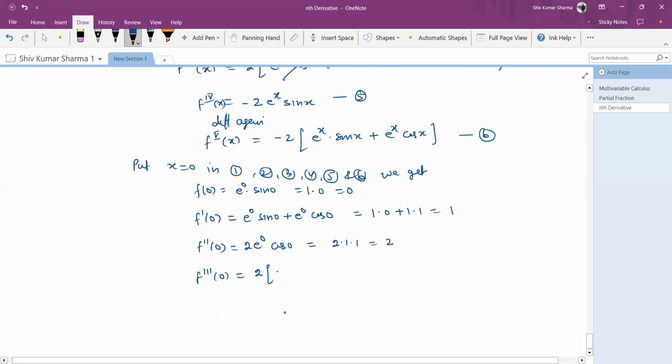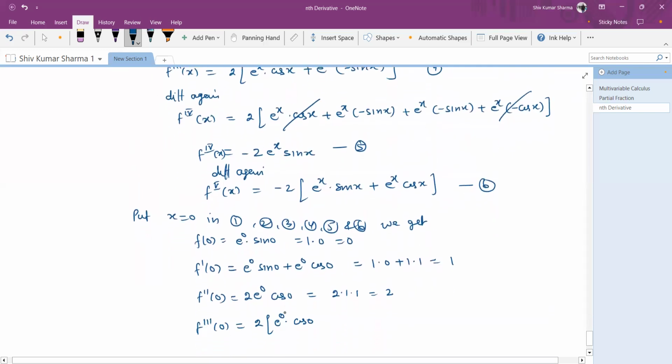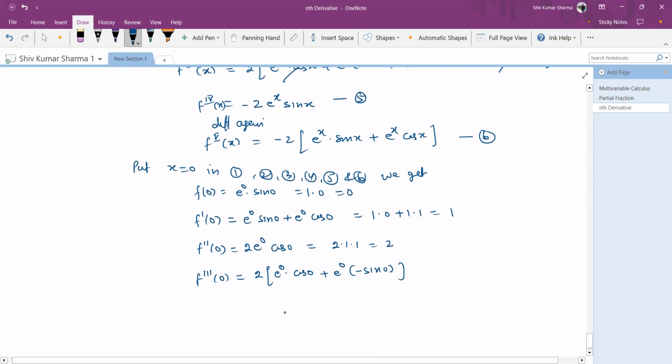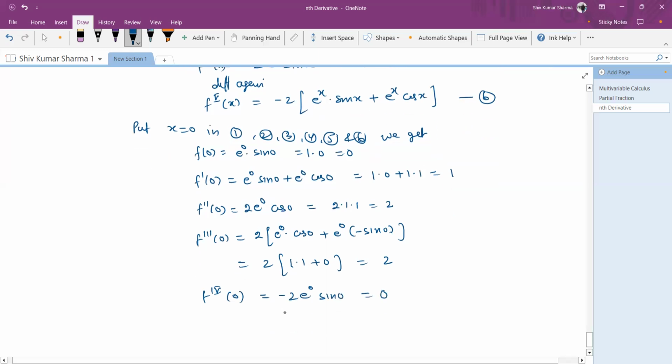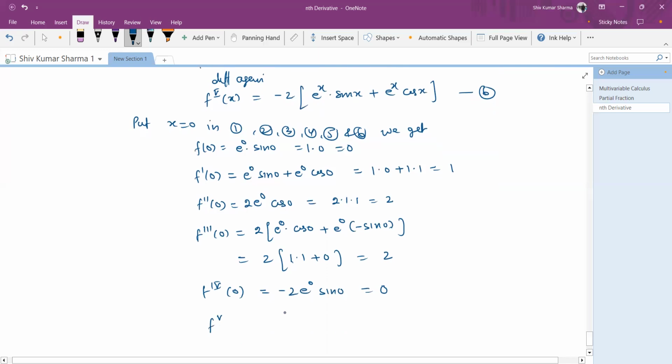So 2 into e raised to the power 0 into cos 0 plus e raised to the power 0 into minus sine 0. Sine 0 is 0, cos 0 is 1. So this gives us 2 into 1 plus 0, which is equal to 2. Then the fourth derivative, f4 naught, is equal to minus 2 e raised to the power 0 into sine 0, equal to 0. The fourth derivative is 0, and the fifth derivative comes from equation number 6.